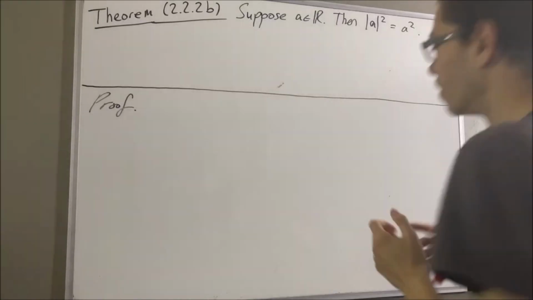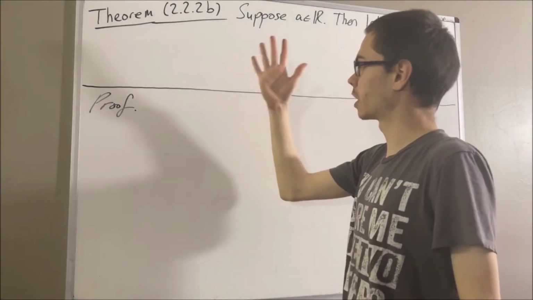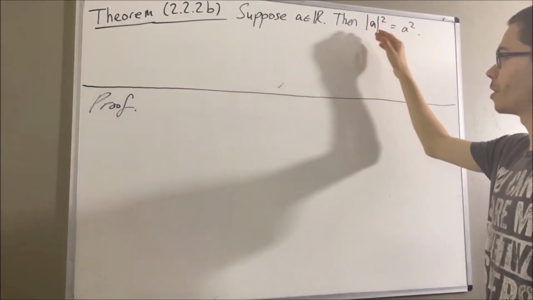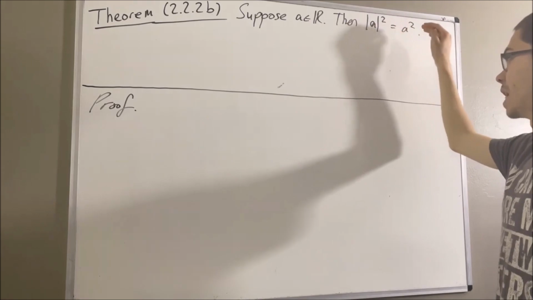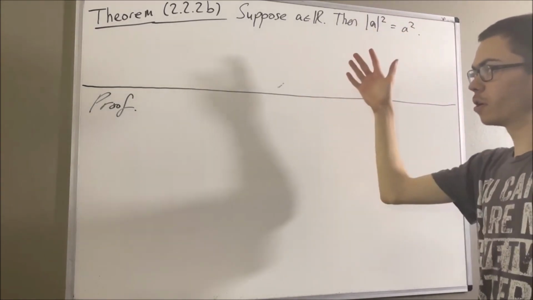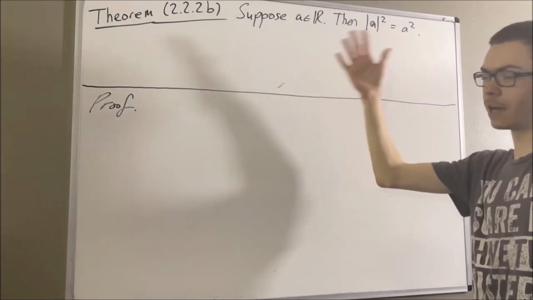Hello! In this video, we are going to prove the following theorem. Suppose a is a real number. Then the absolute value of a squared is equal to a squared. Now, before we get into the proof of this theorem, we're going to use the following facts.